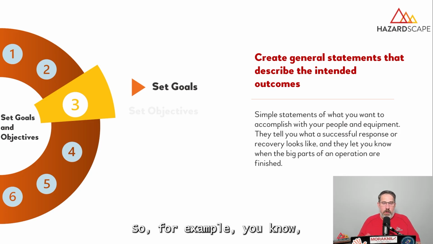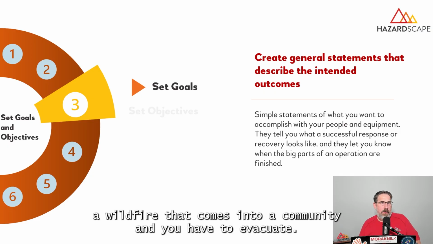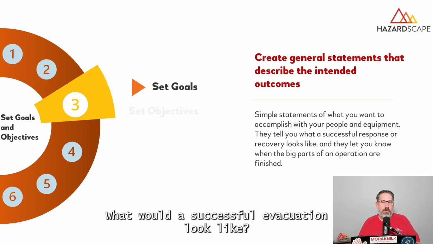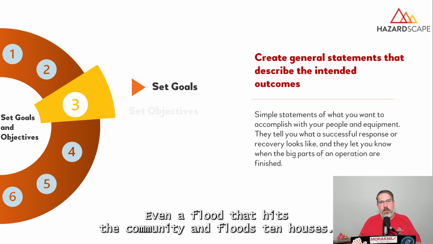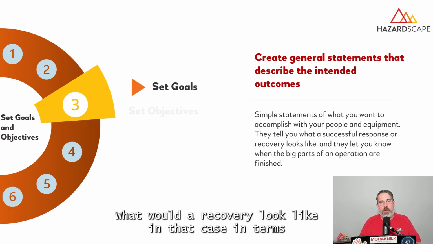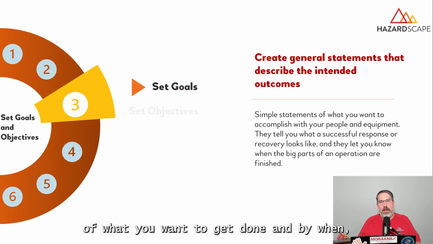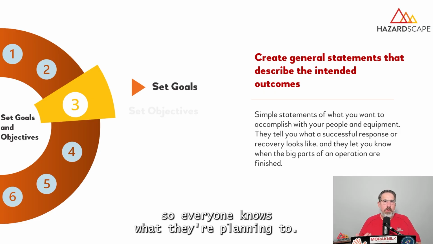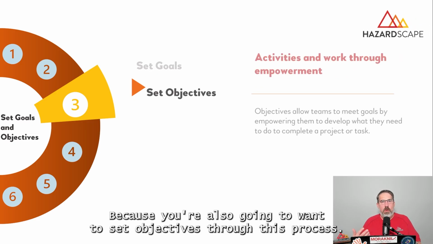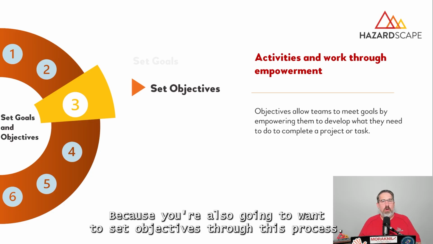So, for example, a wildfire that comes into a community and you have to evacuate. What would a successful evacuation look like? What would a successful response look like? Even a flood that hits the community and floods 10 houses. What would a recovery look like in that case in terms of what you want to get done and by when? You've got to set up some of those goals so everyone knows what they're planning to, because you're also going to want to set objectives through this process.